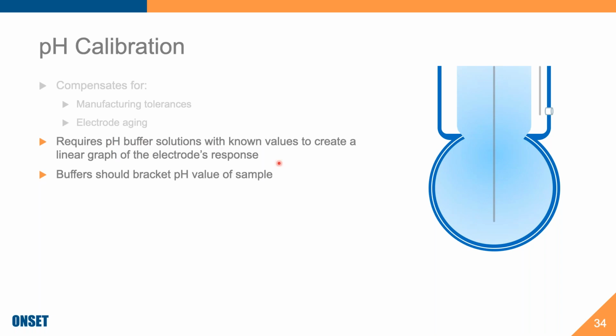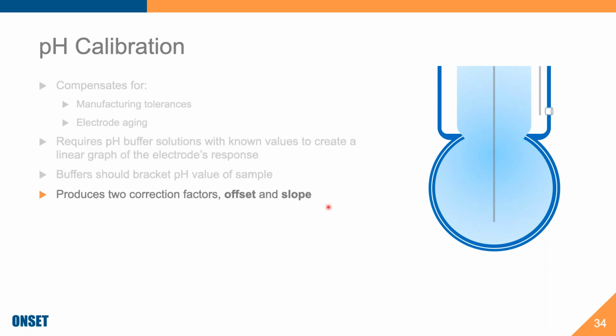And we'll talk about that in a little bit. But if anything, the buffers should bracket the pH value of your sample. So for instance, if you're measuring the pH in the ocean, it tends to be around 8, very generally. So I would recommend calibrating between 7 and 10 at a minimum. And you always want to calibrate to 2 points, because it will create 2 correction factors. And in order to get both the offset and the slope, you'll need to calibrate to more than 1 point.